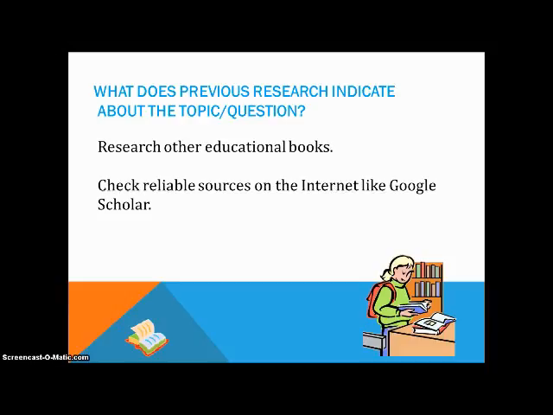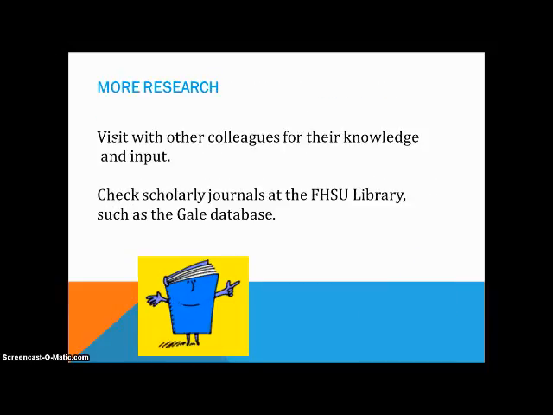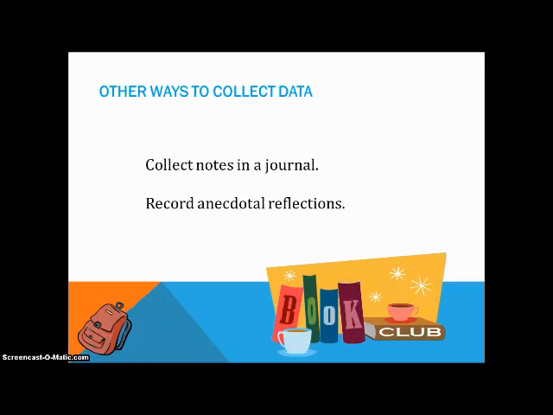We would also want to determine what other research may have been done on the topic or question we have chosen. You would research other educational books and also check reliable sources on the internet like Google Scholar. Other ideas for research are to visit with other colleagues or teachers and to check out scholarly journals at the library or at other online databases. Other ways to collect data, more in a qualitative manner, are to collect notes in a journal or to record anecdotal reflections.